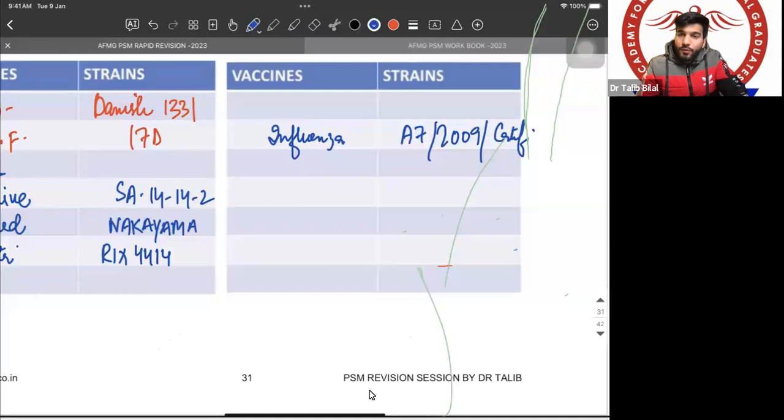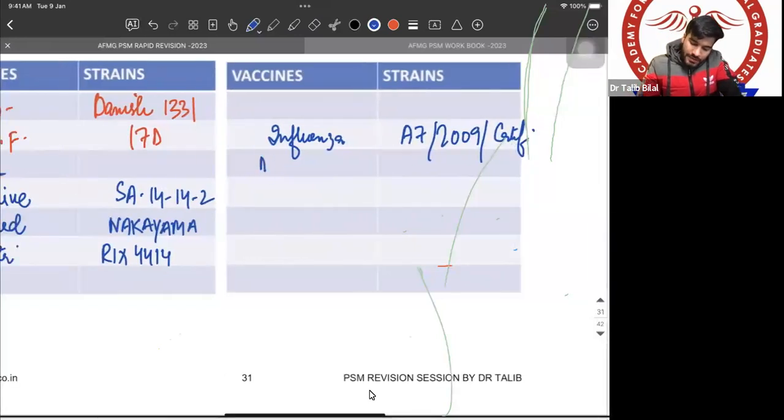Which of the following conditions will change strains continuously due to genetic shift or genetic mutation? Influenza. All the objectives I'm discussing, whether from a pharmacology point of view or PYQs, don't miss the PYQs. You should not get PYQs wrong.